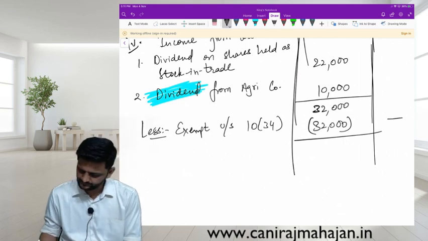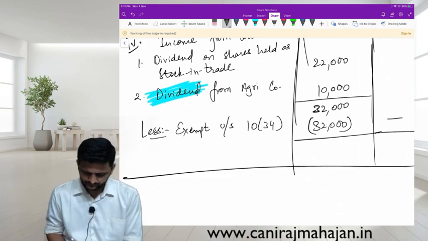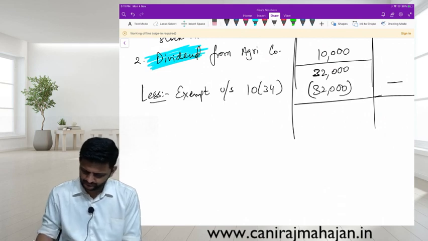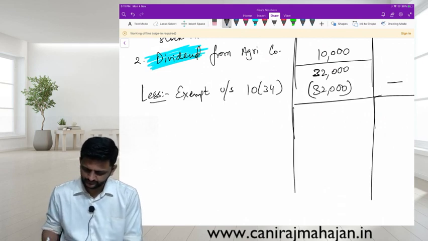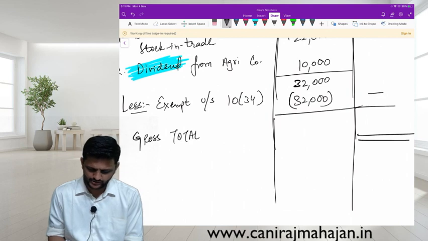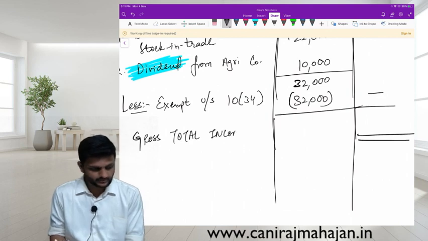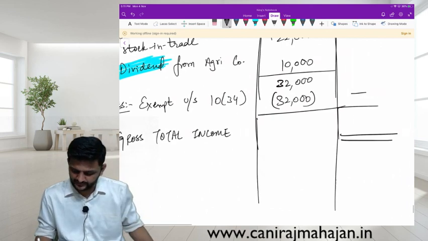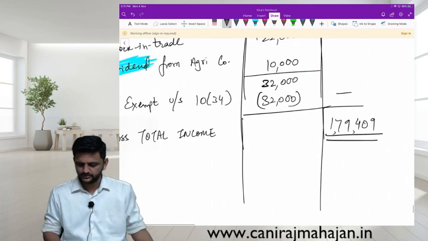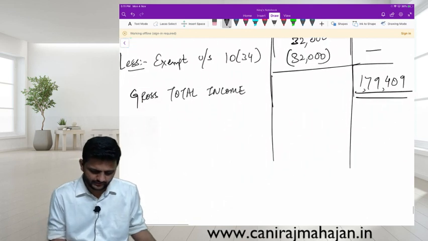That is it. We want what? Net taxable income, no? Everyone. So this is gross total income. How much? 179,409. Will we round off? No, we want net taxable income. So less what?